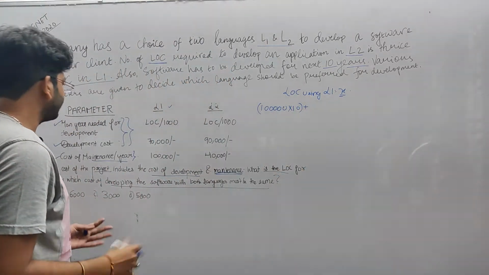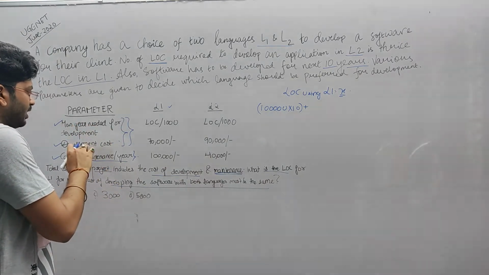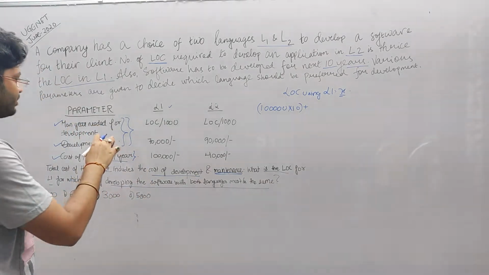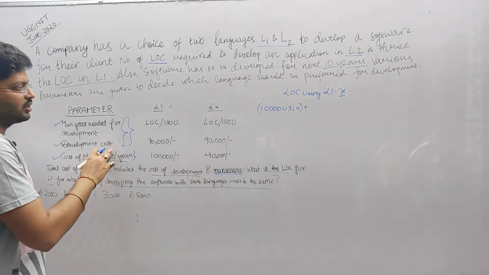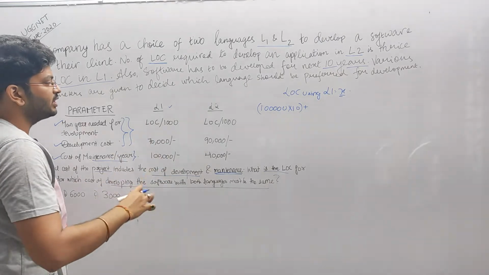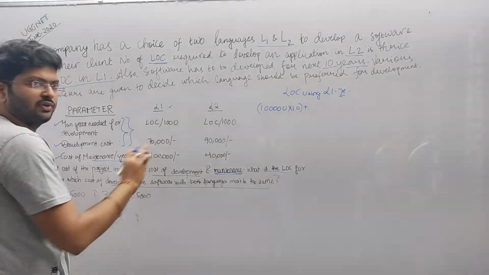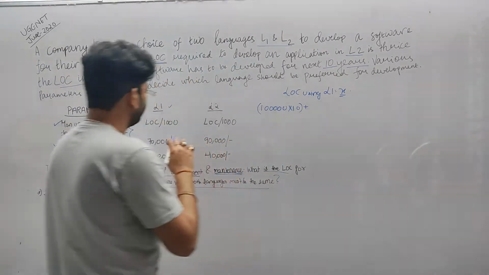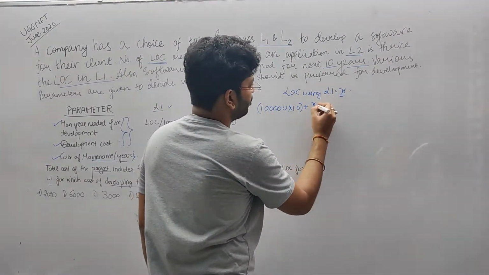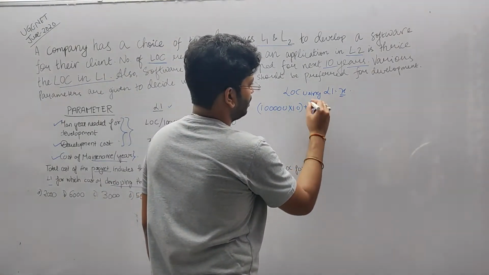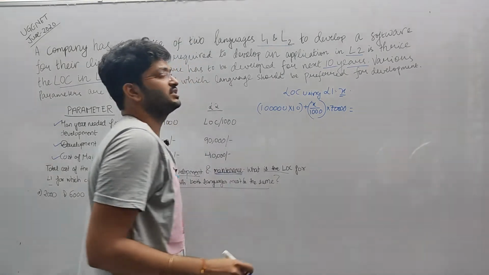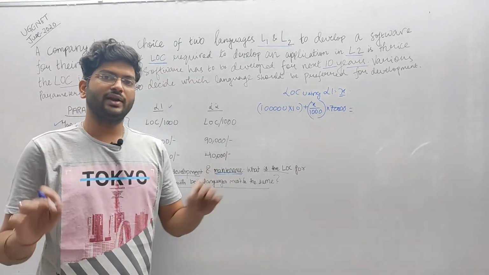Now I am going to the development cost. Man year needed for development into development cost. This is the total development cost, that is how much man year is needed for development, and what is the development cost. The formula of man year needed for development is LOC per 1000, that is the lines of code per 1000, and the development cost is 70,000. So lines of code I have taken as X upon 1000, and the development cost is 70,000, and this equates to the cost of the project for both L1 and L2 being the same.